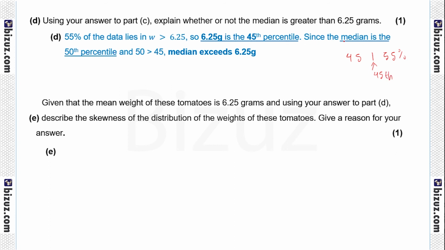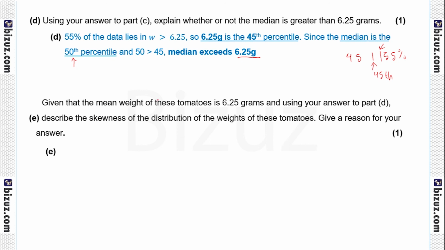But the median is the 50th percentile by definition. So the median is a bit to the right or a bit above this 45th percentile value that we found, the value of 6.25 grams. So the median definitely exceeds 6.25 grams. This is the 50th percentile. It definitely would exceed the 45th percentile.